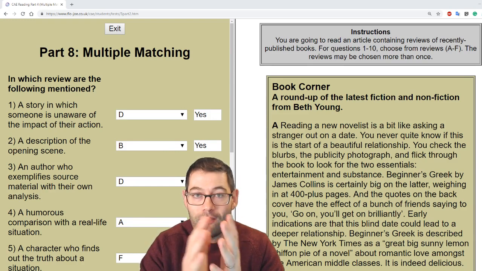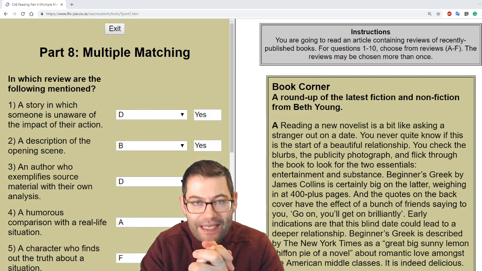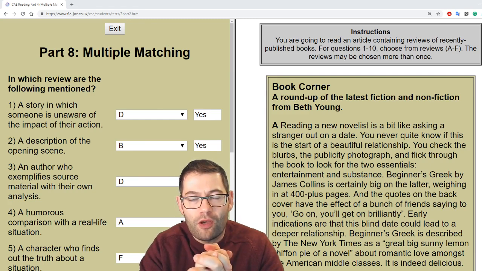Today we're going to have a look at the Part 8 multiple matching reading question from the Use of English advanced paper. And this particular question is taken from the excellent website flojo.co.uk.